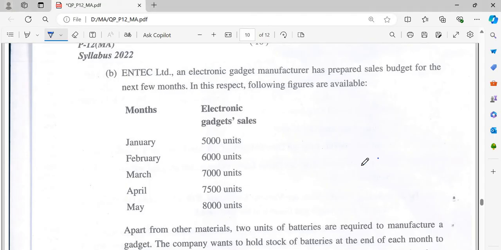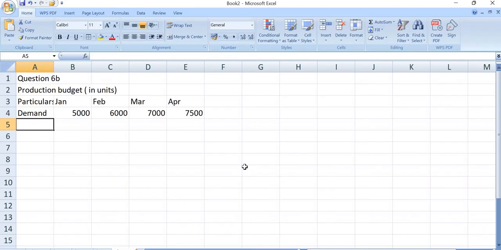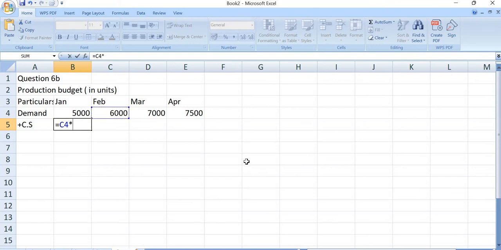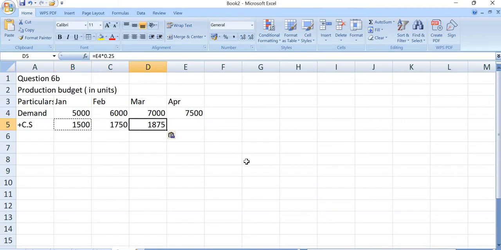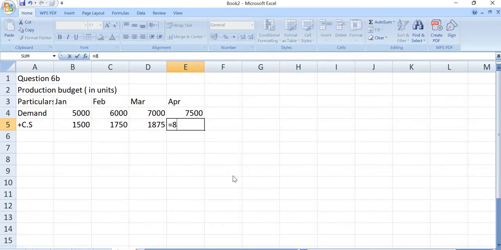Here we need closing stock as 25%, right? So add closing stock, that is 25% of next month, that is 6,000 into 0.25. So 1,500, same way 7,000 into 25%, 7,500 into 25%. For May they have given 8,000, so here 8,000 into 25%.